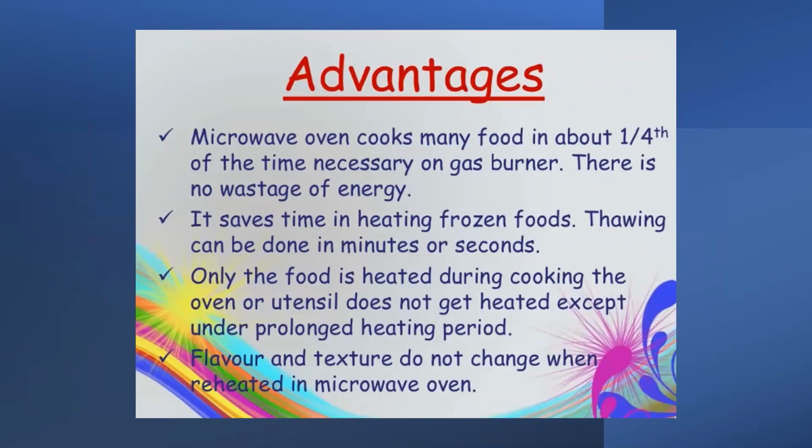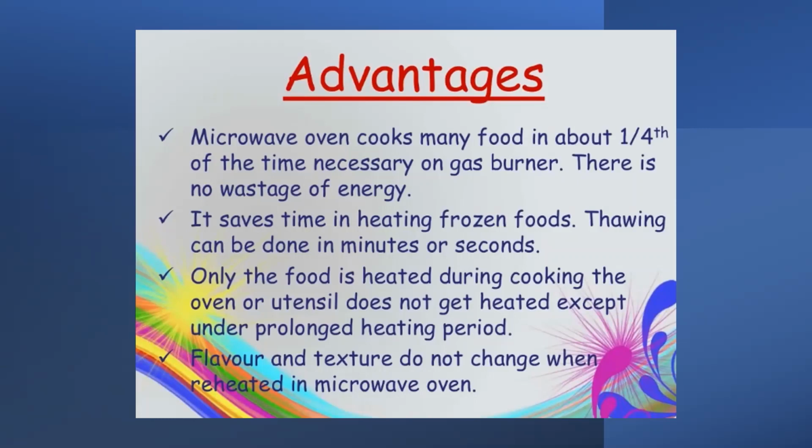Now we will see what the advantages of this cooking method are. A microwave oven cooks many foods in about a quarter of the time necessary on a gas burner. There is no wastage of energy. It saves time in heating frozen foods. Thawing can be done in minutes or seconds. Thawing means unfreezing. A frozen food can be slowly unfrozen with the help of a microwave oven. That process is what we call thawing.